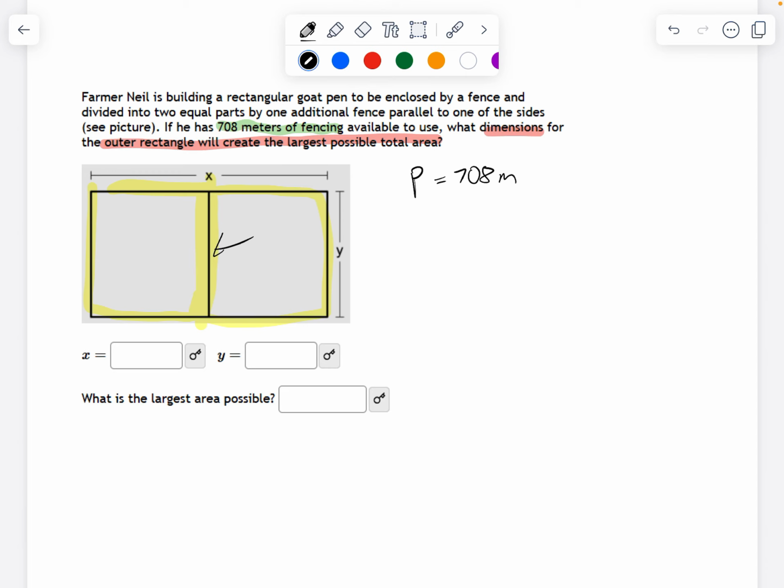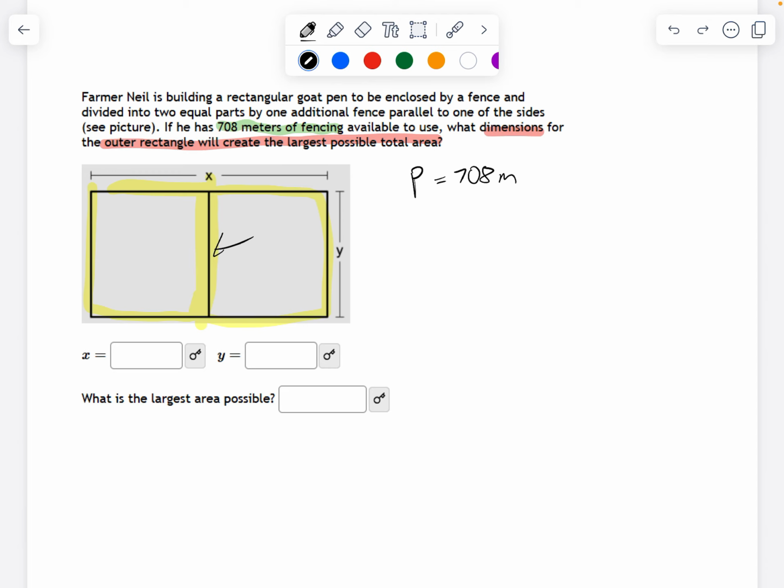And it has to, because that's all of the fencing that Farmer Neil has here. We can't add more fencing, and we want to use that amount of fencing. Right? We want the largest possible area, so we don't want to use any less. More fencing equals more area, kind of a thing. So we want to use the exact 708, no more, no less. Now we're looking for the dimensions of the rectangle, so my goal is defining the length of it as well as our width there.